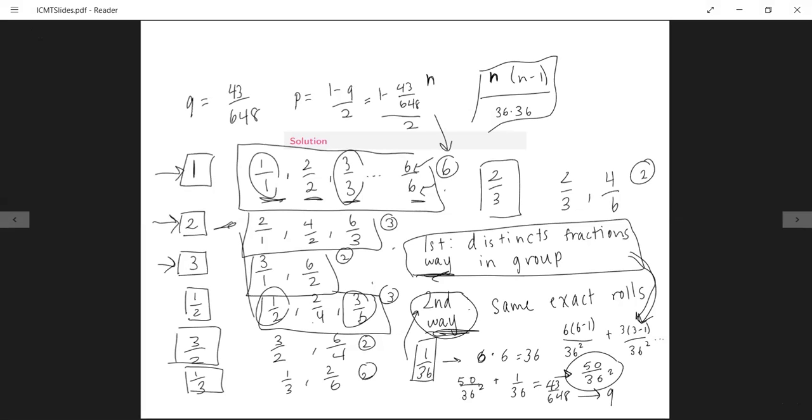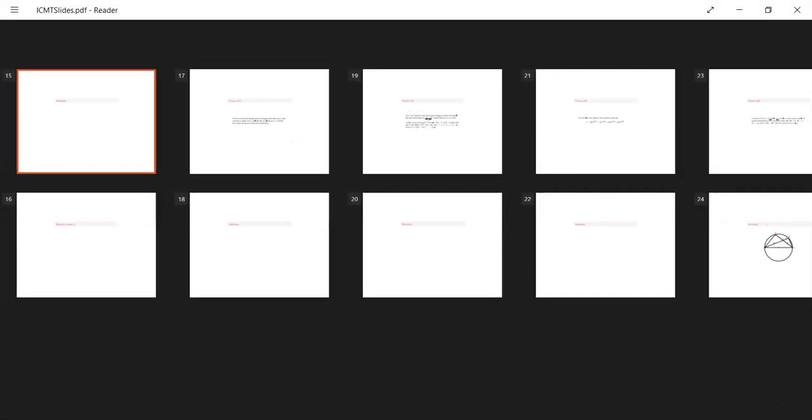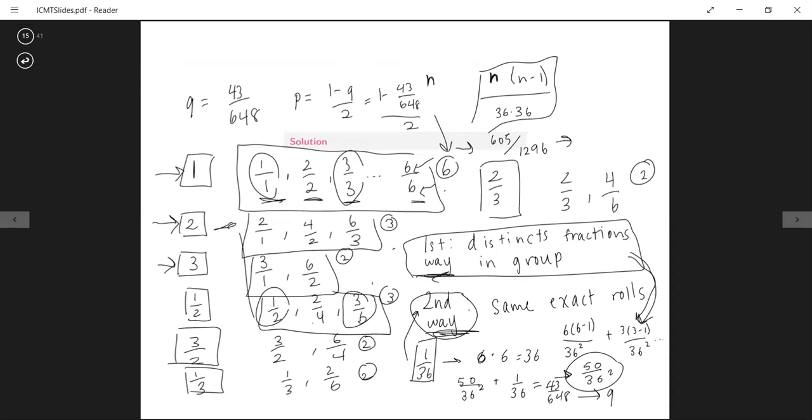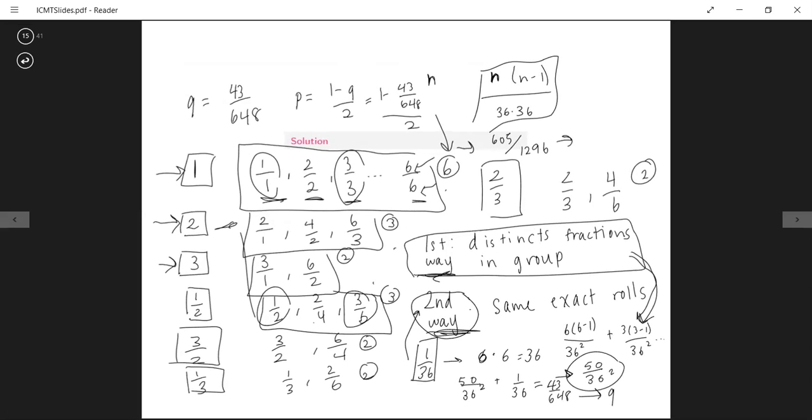And computing that gives us the answer of 605 divided by 1,296. And the question asks for the sum of the numerator and the denominator. So that's 605 plus 1,296 to be 1,901. So that would be our final answer to the problem.